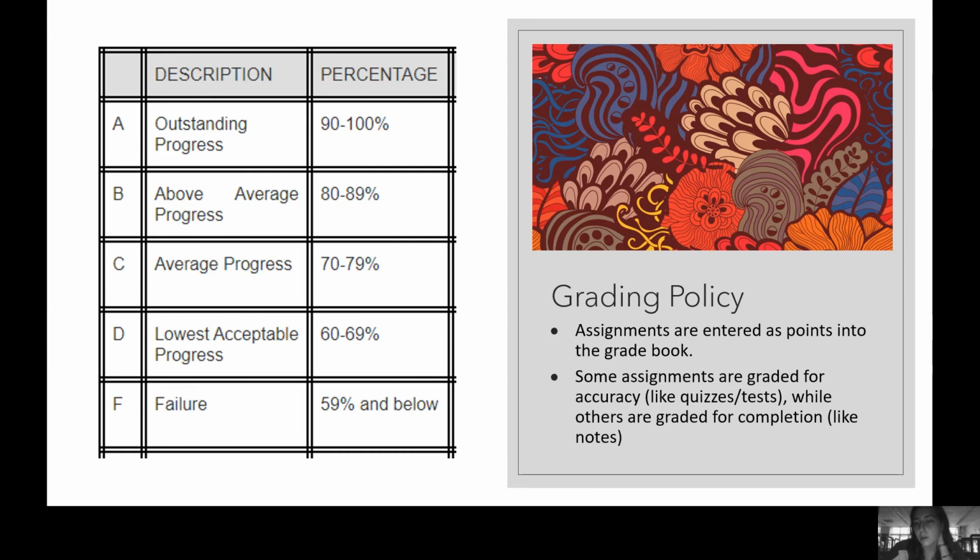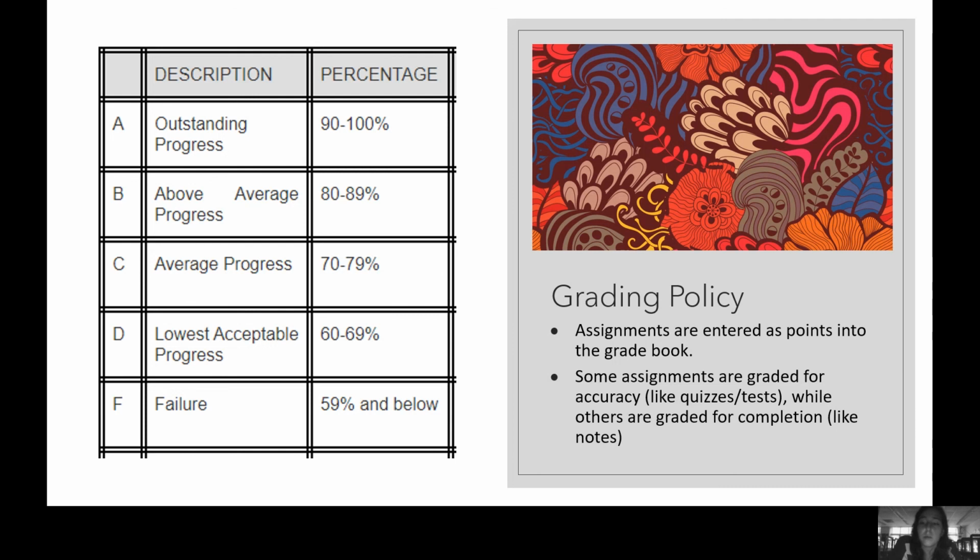Each assignment's worth a certain amount of points, and those points are averaged. Some assignments are graded for accuracy, like quizzes and tests, while others are graded for completion, like notes. So for some assignments, I'm looking for how many things are answered or completed correctly, and other assignments are more for completion. Quizzes and tests are weighted more heavily. They're going to be worth a lot more points. Usually quizzes can be worth 40 to 50 points, and tests can be worth 80 to 100 points, depending on the number of questions. Other assignments are typically worth 10 to 15 points.